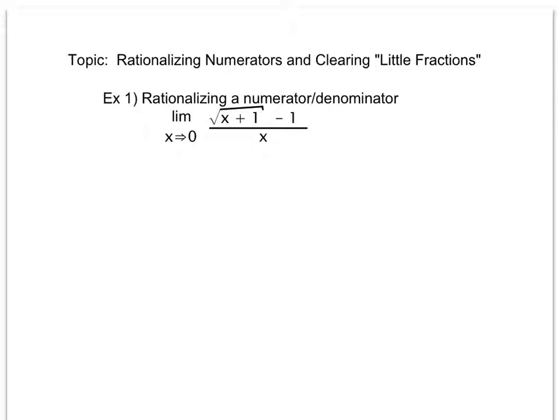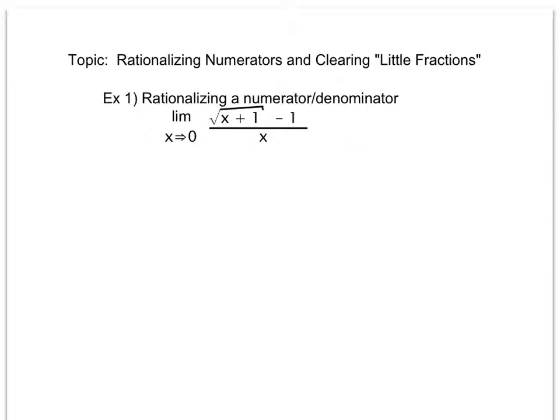So if I look at example 1, I'm not even going to worry about the directions yet. If I were just asked to find this limit, my first instinct would be to try using direct substitution. But notice that when I plug the 0 in, I end up with the square root of 1 minus 1, which gives me 0 over 0, which remember is my indeterminate form and is completely meaningless. So since that didn't work, I'm going to go ahead and erase that.